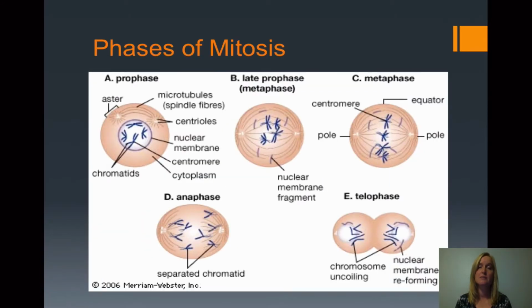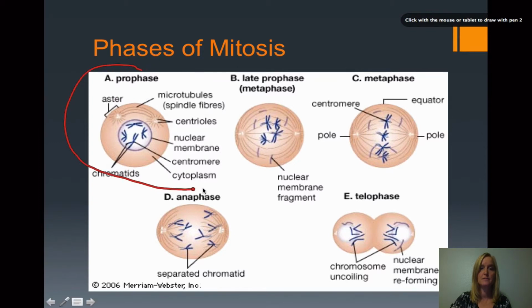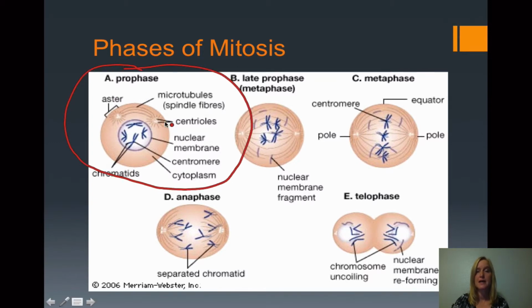Okay, so let's talk about the phases of mitosis now. The first phase of mitosis is prophase. So that's shown right here. And prophase is where the chromosomes, you see the chromosomes right in here in the middle. These become more condensed and we're able to see them under the microscope. Each one of those is duplicated chromosomes, so we see the sister chromatids and they're joined by a centromere.